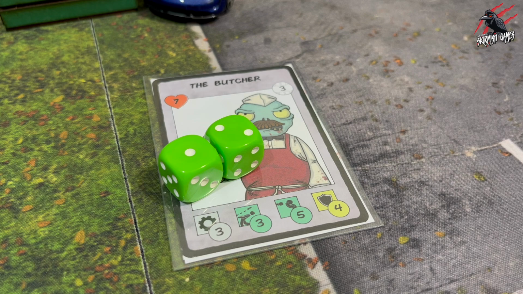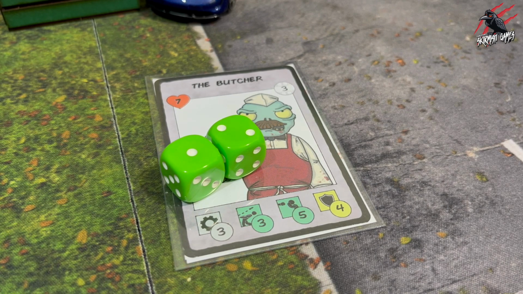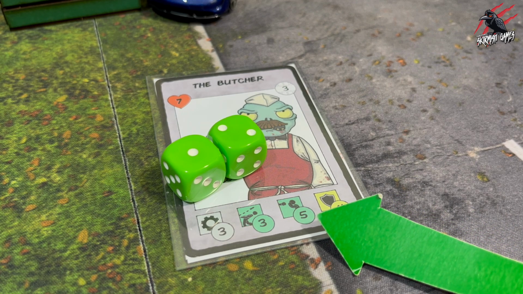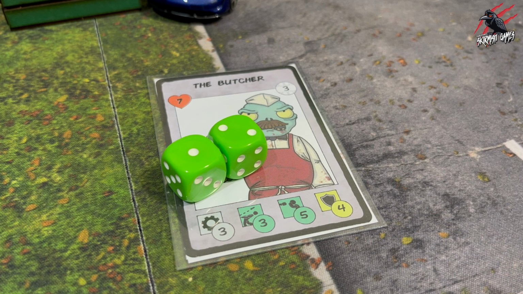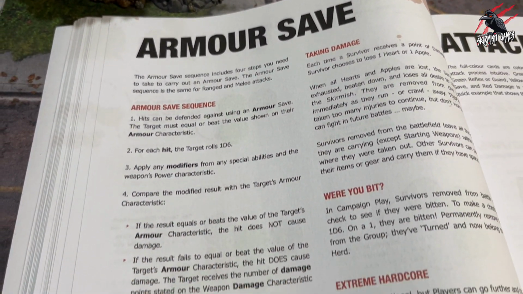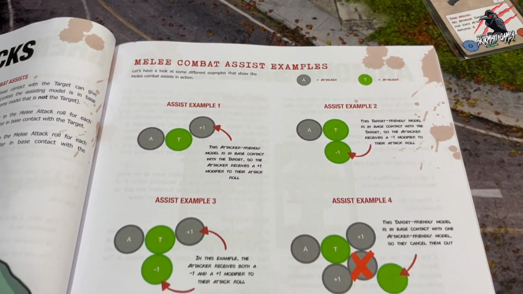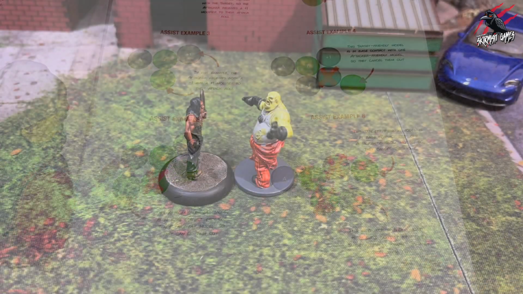In step 4 we apply any modifiers from the weapon, assists and special abilities, and then in step 5 we compare the modified result with the target's guard characteristic. If the attacker equals or beats that guard value, they hit them. In step 6 we carry out an armour save for any hits that make it through, and we're going to cover that in a little while, but first let's have a look at some melee combat assist examples.